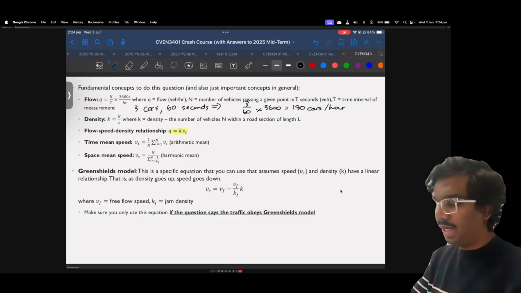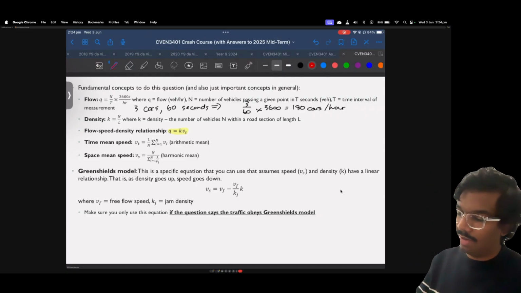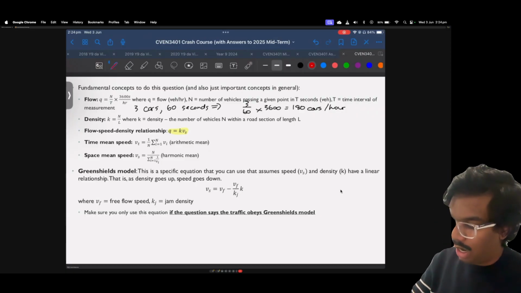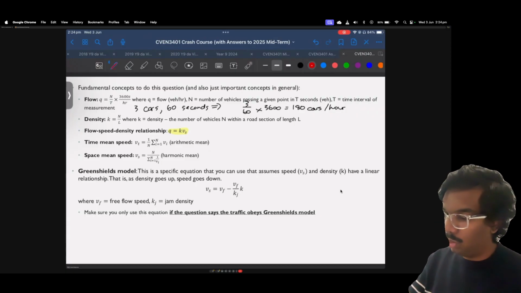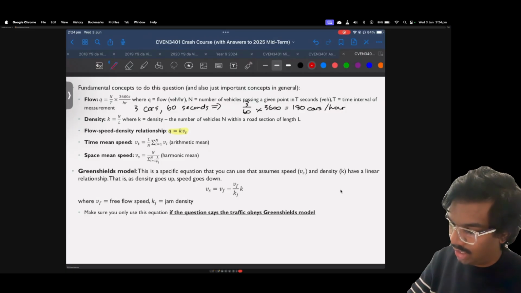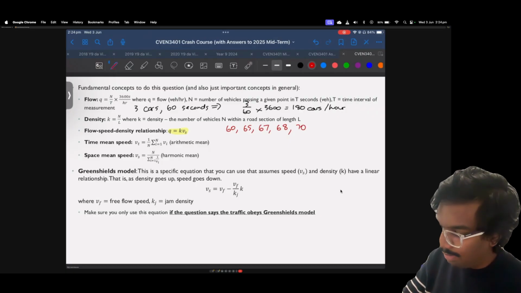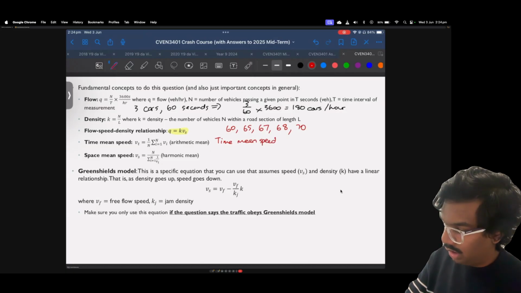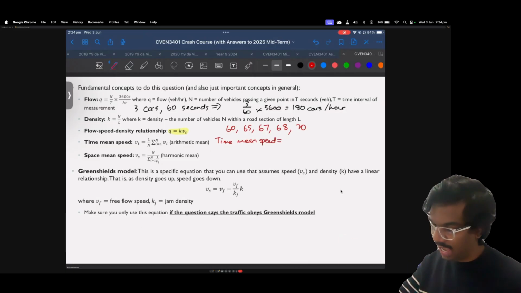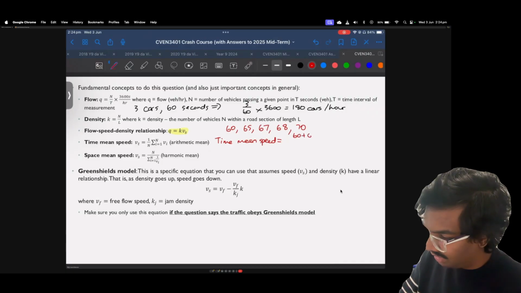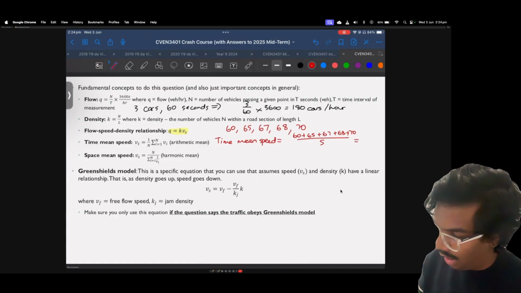All right, so time mean speed and space mean speed, these are important. The question doesn't actually go over it, but it's just something that's important to know. So I'll talk through it using an example. Let's say we had 5 vehicles going at 60 kilometers an hour, 65, 67, 68, and 70 kilometers an hour, okay? So the time mean speed, okay, this is literally just the average. It's just the arithmetic mean, okay? So it's just 60 plus 65 plus 67 plus 68 plus 70 over 5. You all know that. I'm not even going to find that.